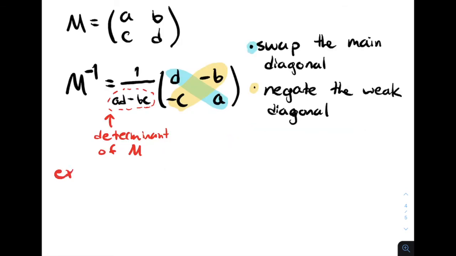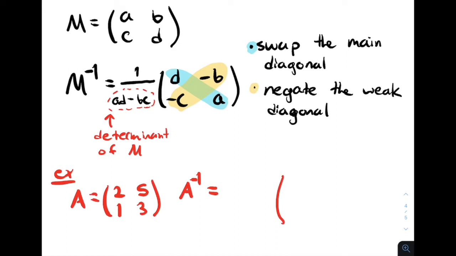As an example, let's find the inverse of the matrix 2, 5, 1, 3. First, let's swap the main diagonal to get 3, 2, and we can negate the weak diagonal to get negative 5, negative 1. Lastly, we should divide by the determinant. Here, the determinant is 2 times 3 minus 5 times 1.